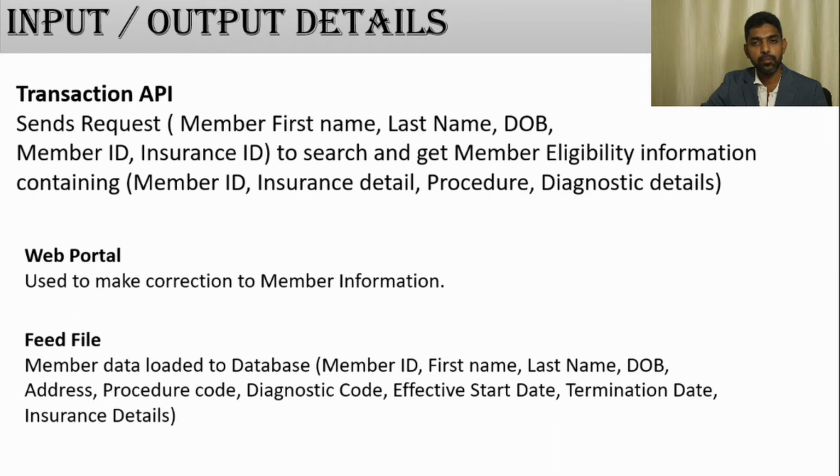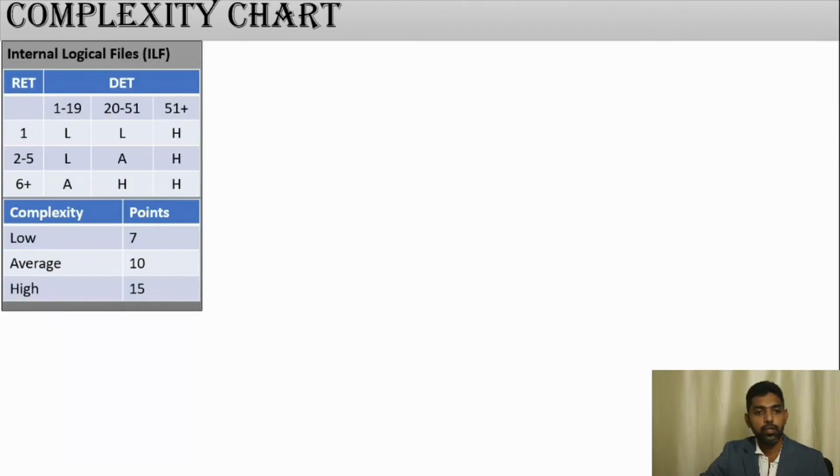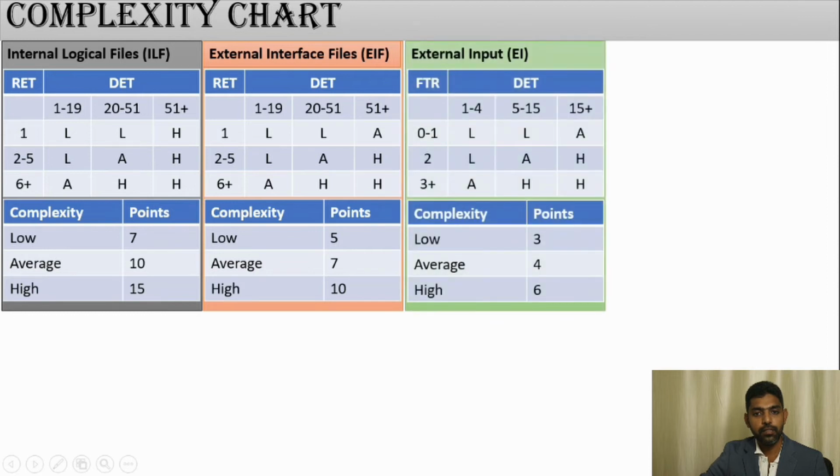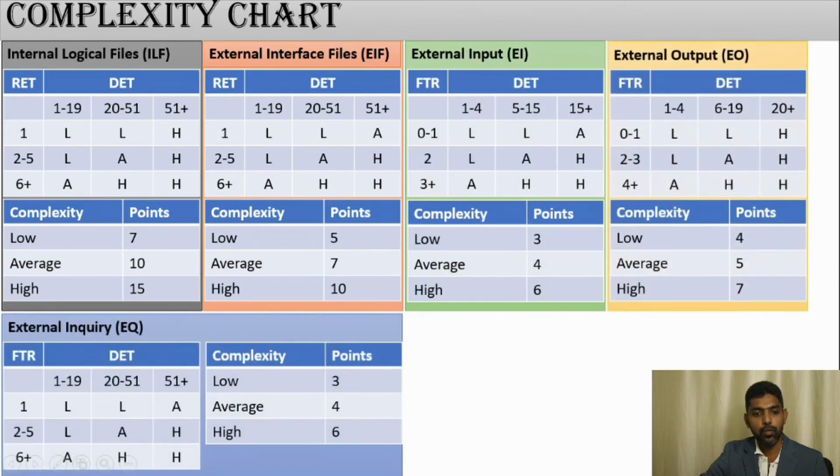So with this information, let's go to the next slide and see. So complexity chart, we need to understand about the complexity chart. First is for internal logical file, we have for the given RET and DET, what is the complexity level, and for that complexity level, what is the function point. In a similar manner, we are having for external interface files, external inputs, external output, and external inquiries.